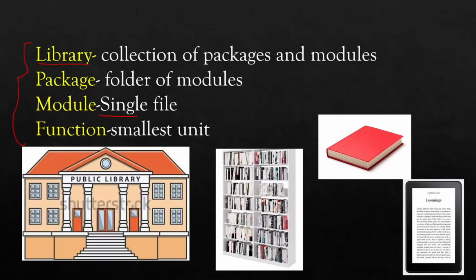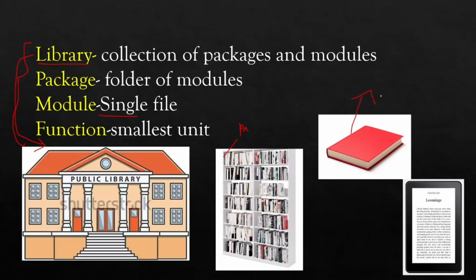I can take an example of a library. In a complete library, you will have different types of books, right? That is related to the library. So that's what it has mentioned: it is a collection of packages and modules. And what is a package? It is a folder of modules. So from this library, if you take any one rack, we can call it a package. It consists of many types of books, right? That is called a package. And what is a module? A module is nothing but one single book, right?